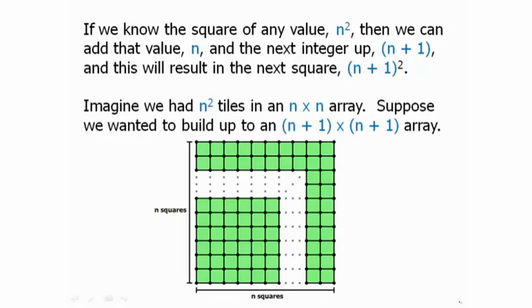Imagine that we had n squared tiles in an n by n array. So you have to imagine we have the dots here, but we have this big n by n square tile. So there's n squared tiles in this total array, and we want to build this up to an n plus 1 times n plus 1 array. Well, how would we do that?